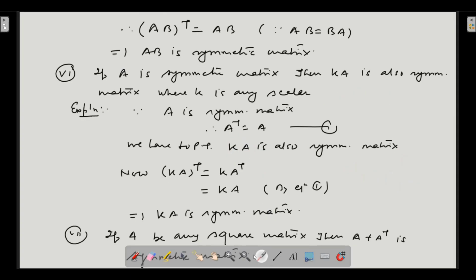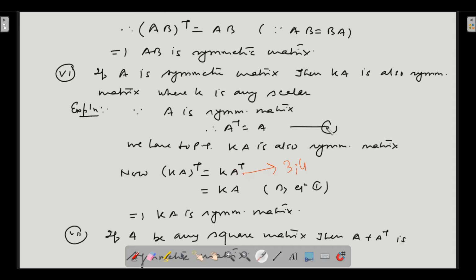Now (KA) whole transpose is equal to K times A transpose. This is the property we learned 3-4 lectures ago, in some 7th or 8th lecture, that (KA) whole transpose is equal to K times A transpose. We have learned this property, right? This expression is from that property.